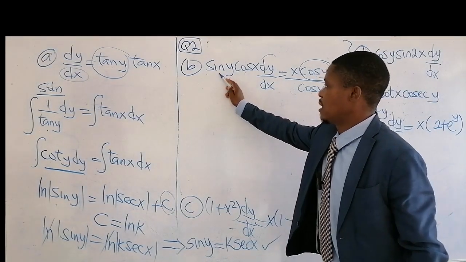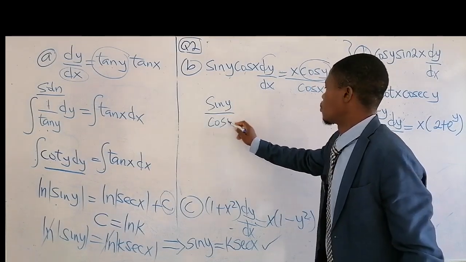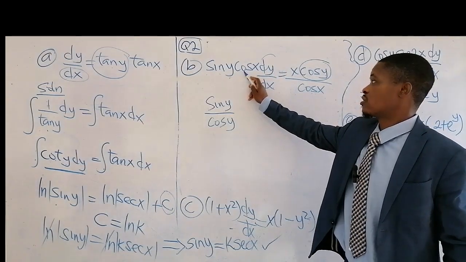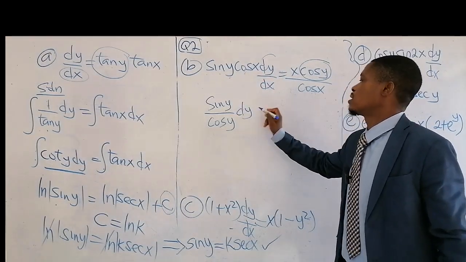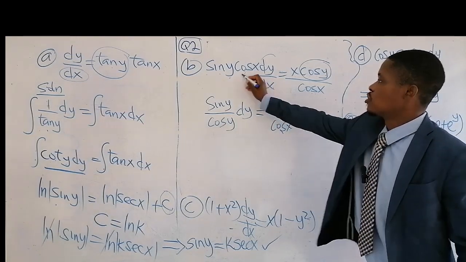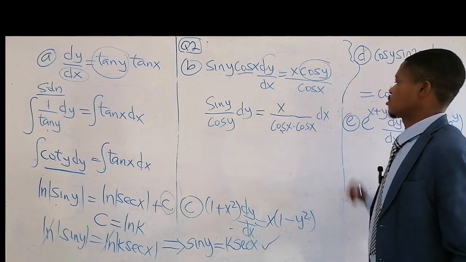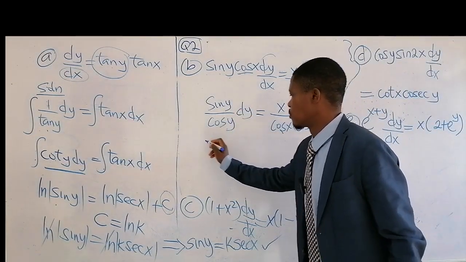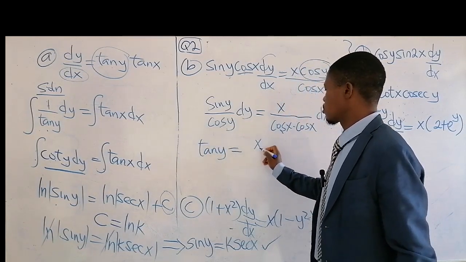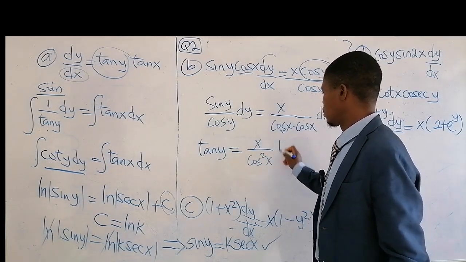So sine y is here. So that will be sine y over cos y. As this one is leaving this place, this one also has to leave this place, cos x. So dy equal to x over cos x. And then the one you are removing from here, that will be another cos x, dx. So this will give us tan y dy equal to x over cos squared x, dx.